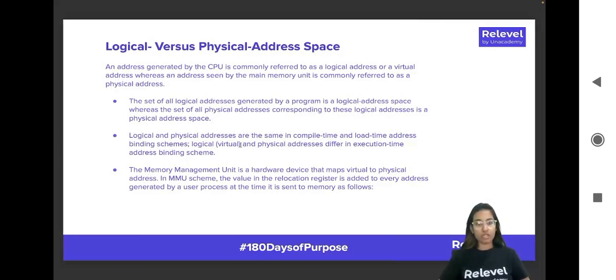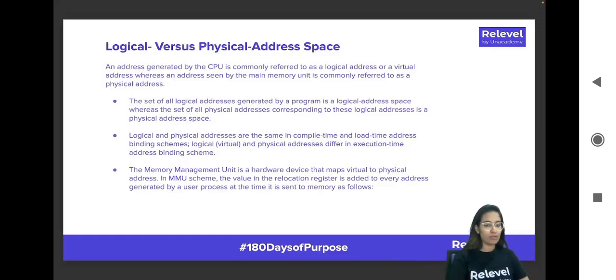It can have multiple instructions. So the set of all the logical addresses which are generated by a program is known as logical address space, where we basically have the address of all the instructions related to a program. Now, logical and physical addresses are the same in compile time and load time address binding schemes, and they differ in execution time address binding schemes.